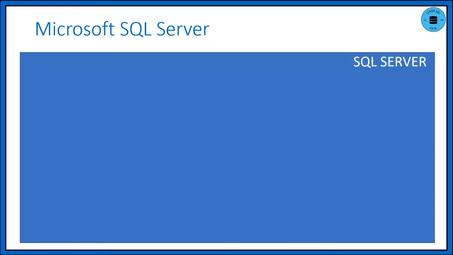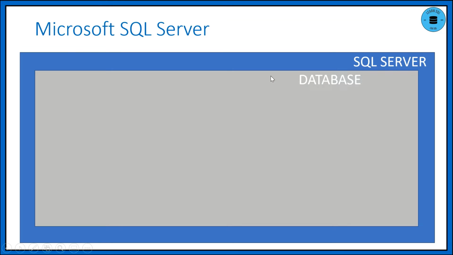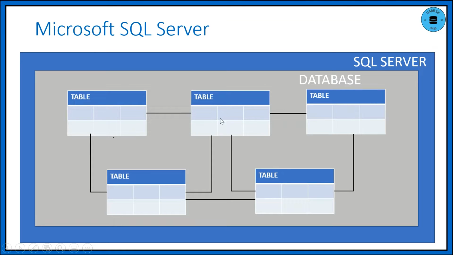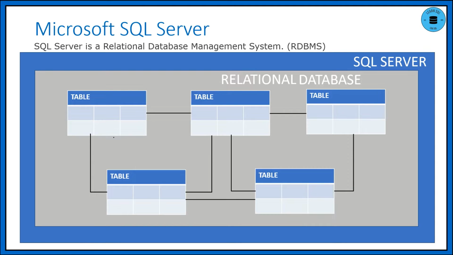If you consider this big rectangular block as a SQL Server, inside that is where the database resides, and inside the database is where your tables reside, or the tables that are created. If you can see, the tables are related to each other with these lines here, which means that it is a relational database. And since this relational database is created inside of a SQL Server, the SQL Server is called a relational database management system, or RDBMS.